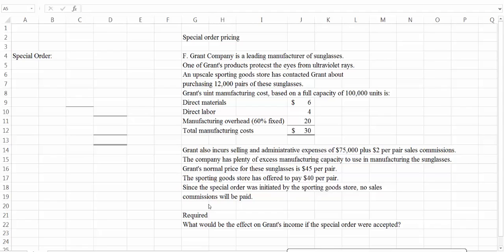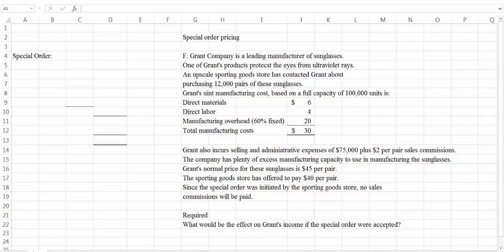Okay, so F. Grant Company is a leading manufacturer of sunglasses. One of Grant's products protects the eyes from ultraviolet rays. An upscale sporting goods store has contacted Grant about purchasing 12,000 pairs of these sunglasses. Grant's unit manufacturing cost based on a full capacity of 100,000 units is here. Direct materials are $6, direct labor $4. Manufacturing overhead, which is 60% fixed, is $20, so our total manufacturing cost is $30.